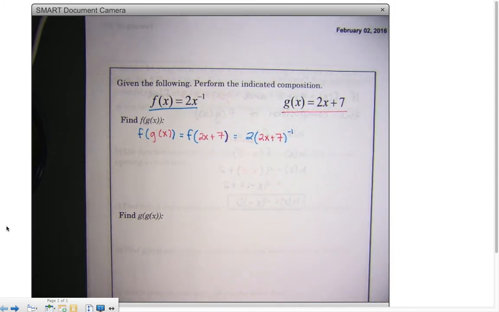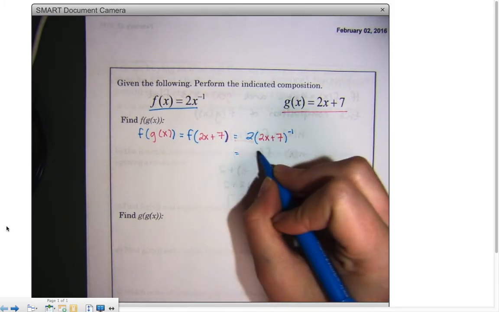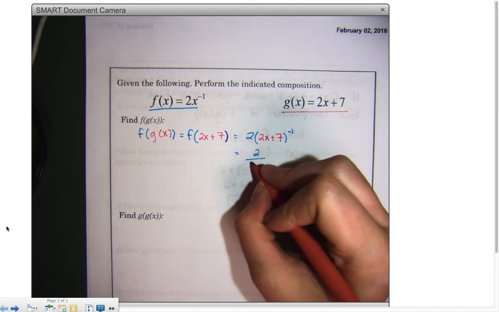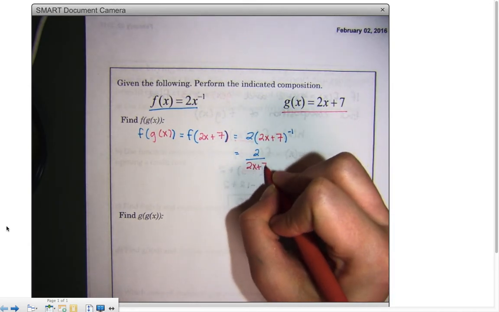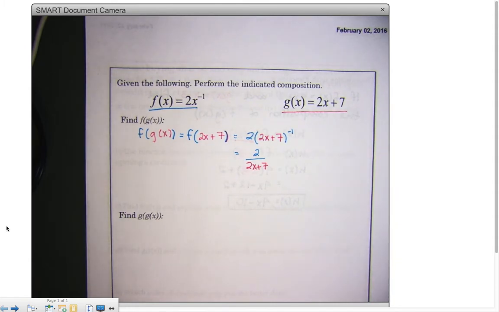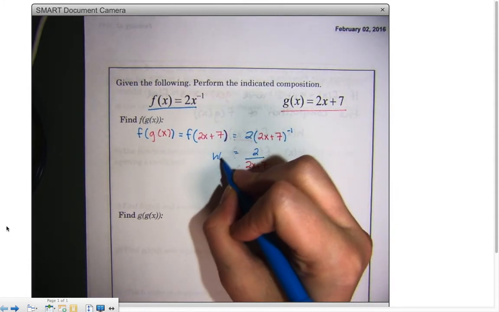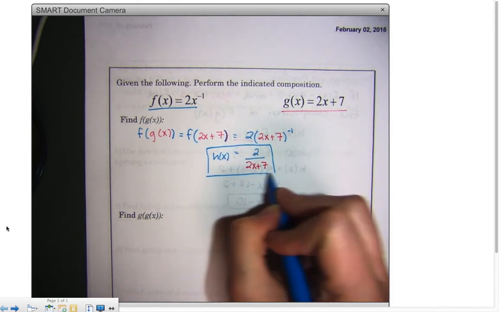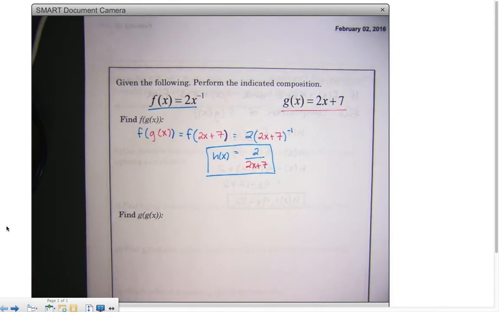Remember, we don't want to leave our answer with negative exponents, so to make that positive, I move that entire parenthesis to the denominator, and that's my new function. So let's call that h of x equals 2 over 2x plus 7.